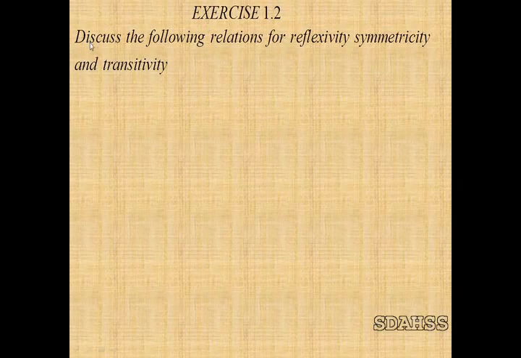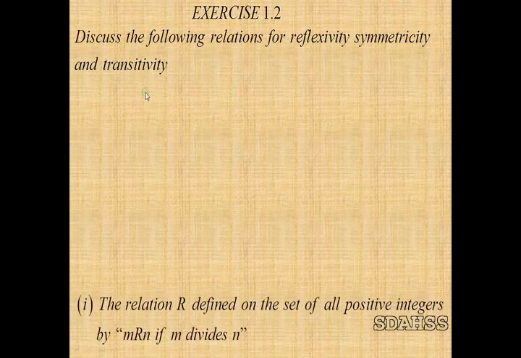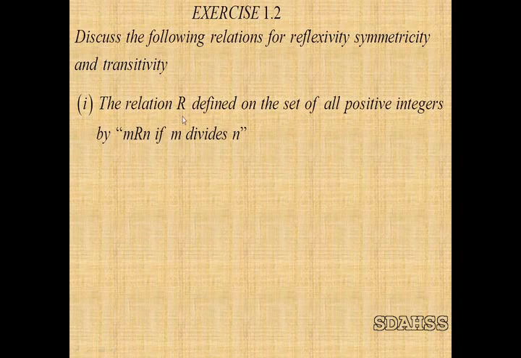Exercise 1.2, first sum. Discuss the following relations for reflexivity, symmetricity and transitivity. Subdivision 1: the relation R defined on the set of all positive integers by M is related to N if M divides N. Here we want to prove whether the relation is reflexive, symmetric and transitive.